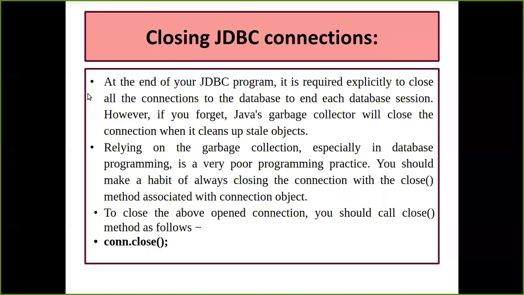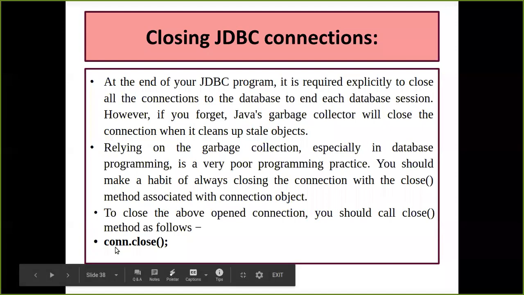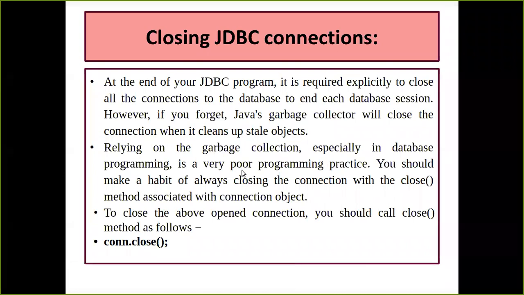So what was the object of your connection class? That was conn. So what we simply have to do is conn dot close method. It will automatically destroy your things. It will have the garbage collection through your program. You will not be dependent on your JVM for it to happen on its own. So this is one good habit you can have, closing the JDBC connection using your close method.